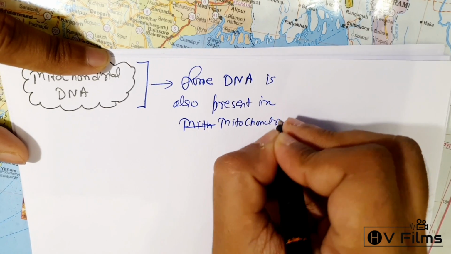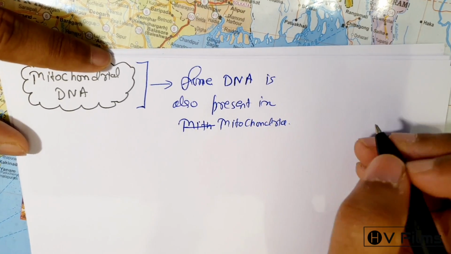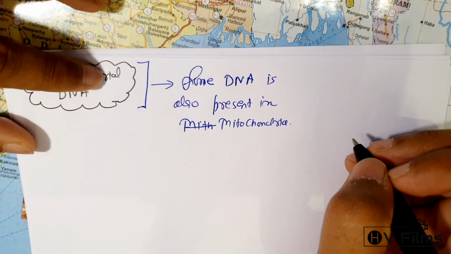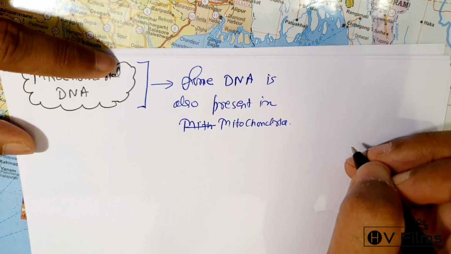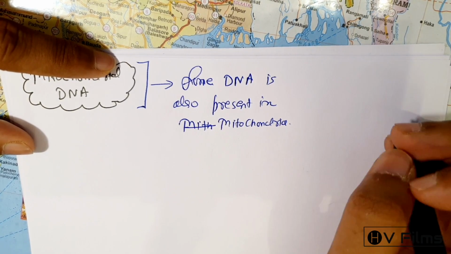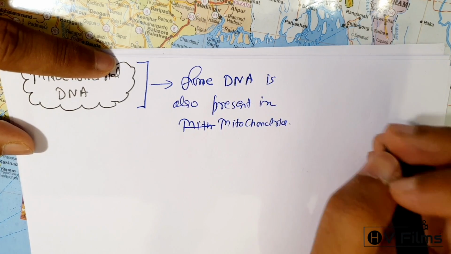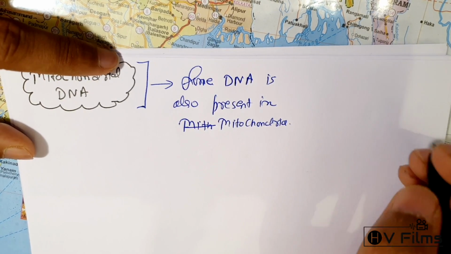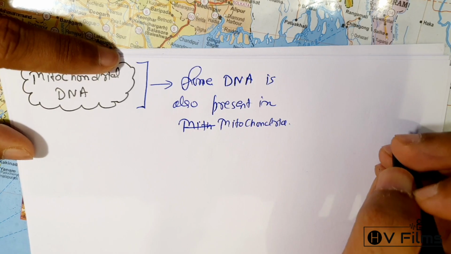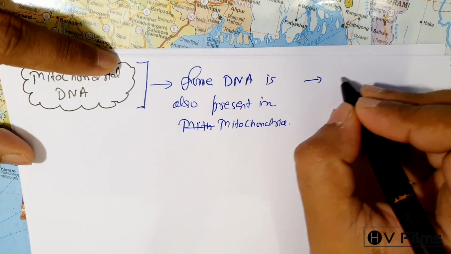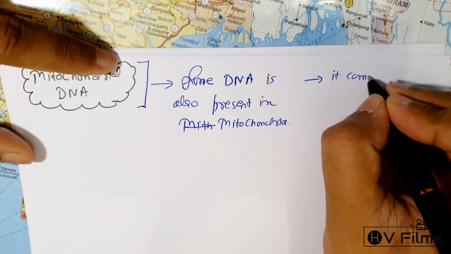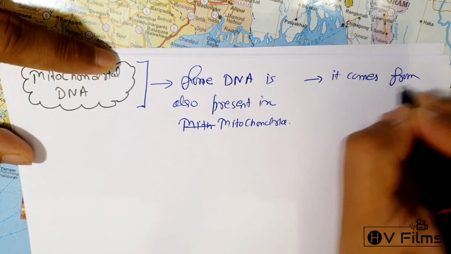Now actually during fertilization, the nuclear DNA, which is the 46 chromosomes, is formed when 23 chromosomes are inherited from the mother and 23 from the dad. The mitochondrial DNA is the one which comes from the mother.